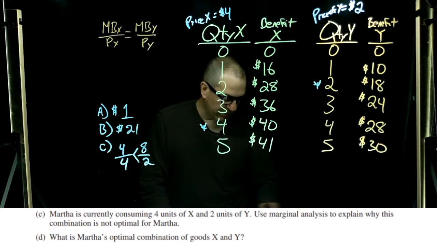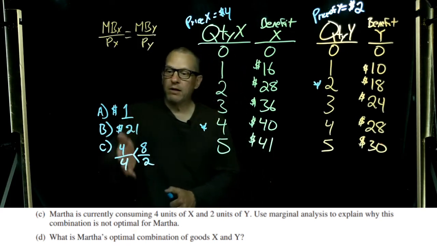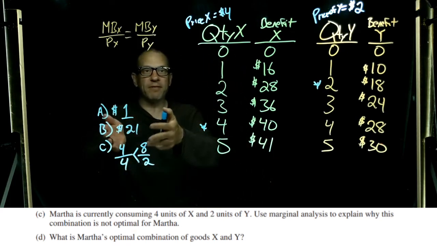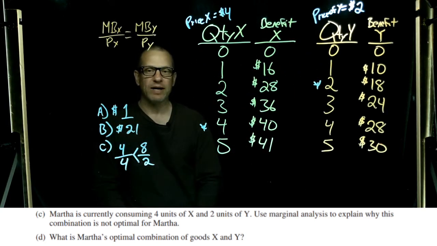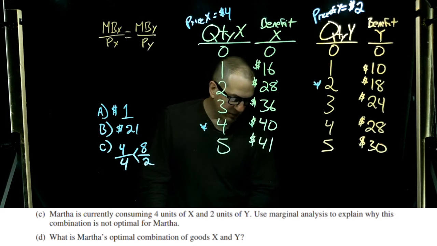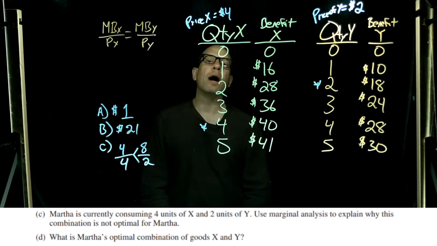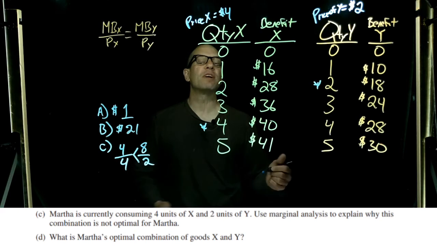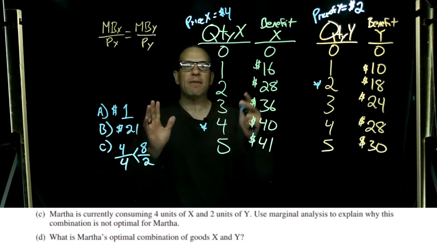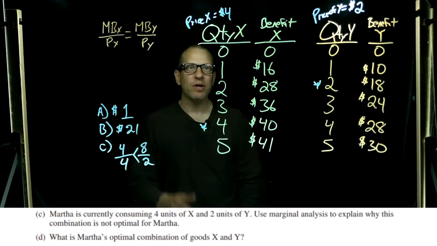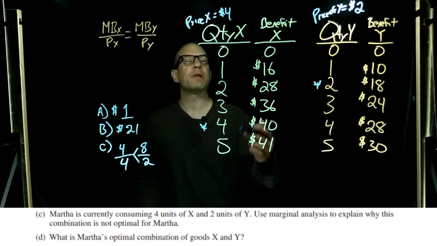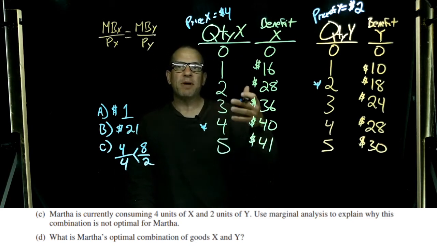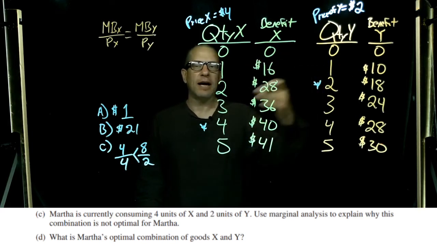And so simply put, the marginal benefit of X over the price of X is less than the marginal benefit of Y over the price of Y. D says, what is Martha's optimal combination of good X and Y? So what we want to do is figure out what the best bang for the buck is here as far as what's happening with the amount of money that she has. And it says here that she has a fixed budget of $20. So in this particular case, we want to figure out what the marginal benefit per dollar is for each item that she has.